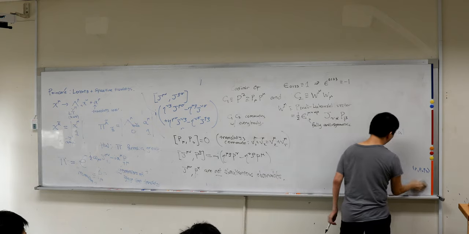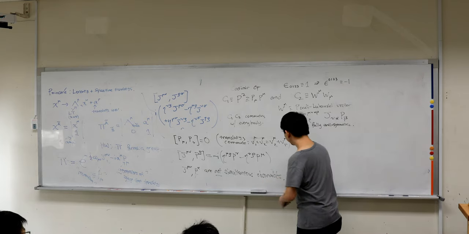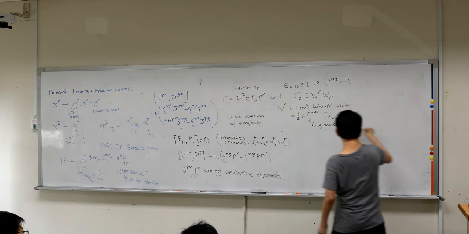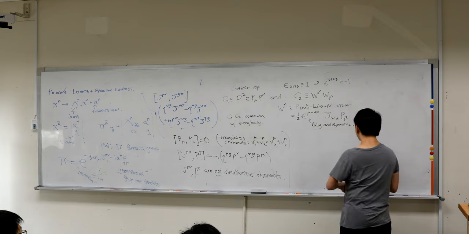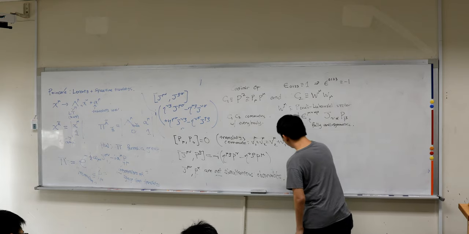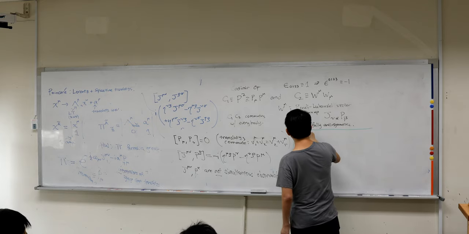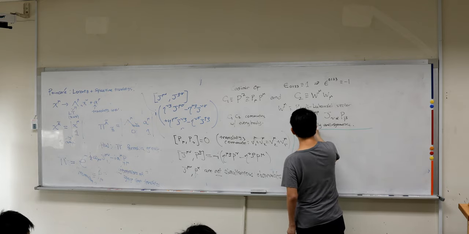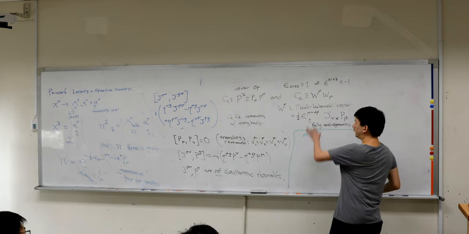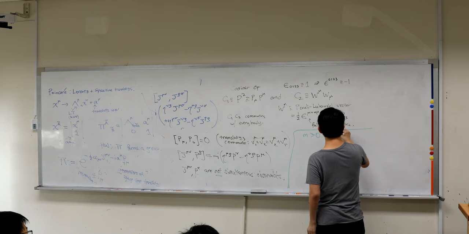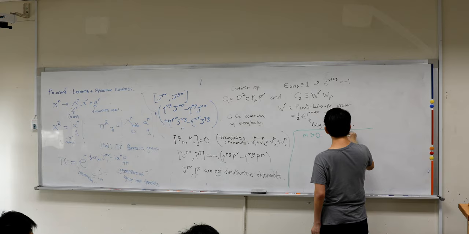I'm going to go a bit longer because we have two missing classes. There are two classes of states that you care about. One is when the mass is non-zero. As you know, I call it C1, but let me just call it P squared because that's easy to remember.